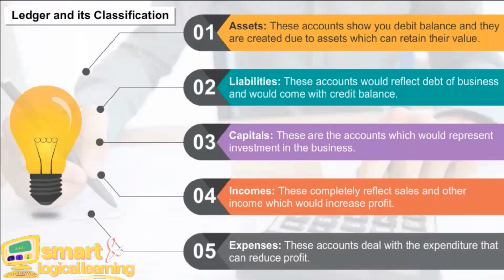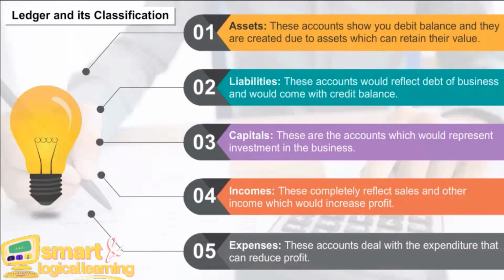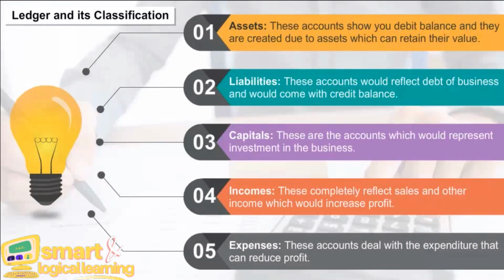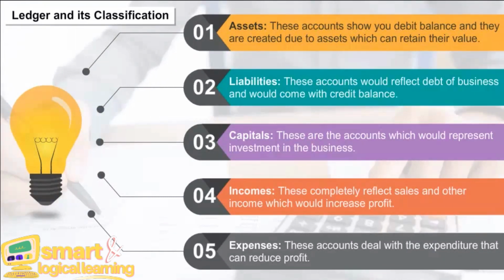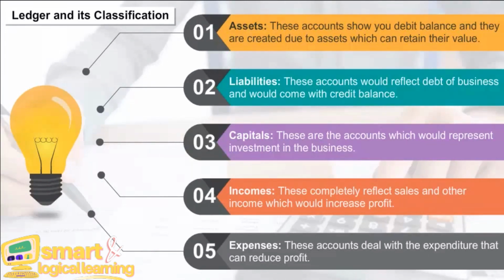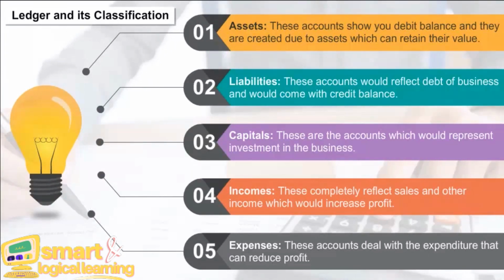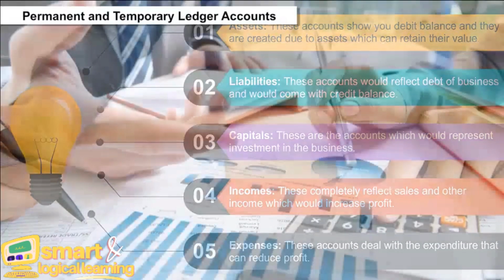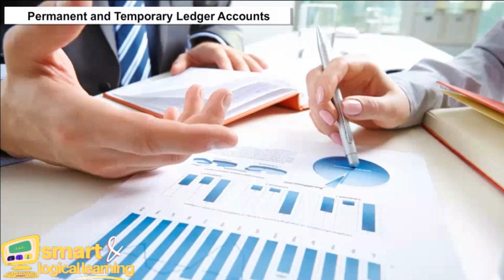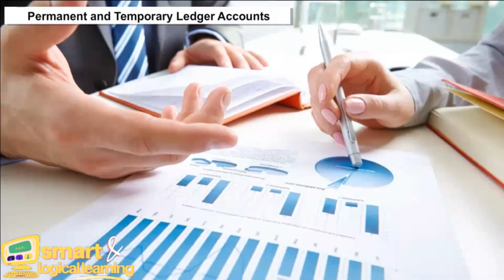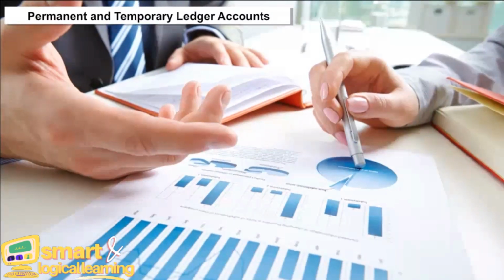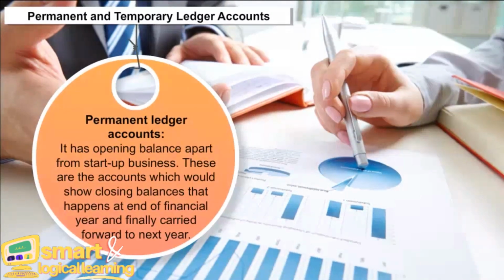5. Expenses. These accounts deal with expenditure that can reduce profit. They show a debit balance and are debited to the profit and loss account. Permanent and temporary ledger accounts. The ledger accounts can also be classified as permanent ledger accounts.